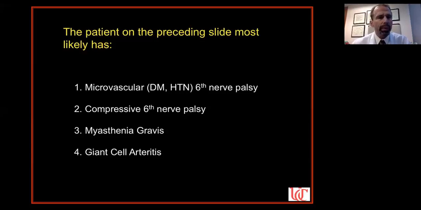And I know some people, depending on where you live, may not see a lot of giant cell arteritis, but certainly in my practice, I'm going to ask anybody over 50 with double vision and cranial nerve palsy giant cell arteritis questions. Could it be compressive? It could. It's only been a few weeks. Could be compressive, but certainly that's more of a typical story for a microvascular.